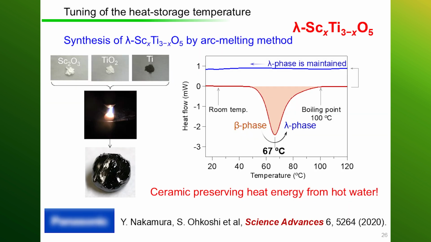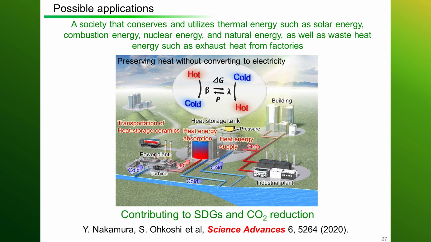In a joint research project with a company, we found that when a portion of lambda trititanium pentoxide is replaced with scandium, though I mentioned earlier that this material absorbs heat at 196 degrees Celsius, we lower this temperature to about 67 degrees Celsius. This temperature is lower than the boiling point of water, so it's very useful. We still have a number of challenges to address, but we are getting closer to being able to control heat storage temperature. When we have heat storage materials that function at a temperature below 100 degrees Celsius, we will be able to use the materials in various facilities related to power plants.